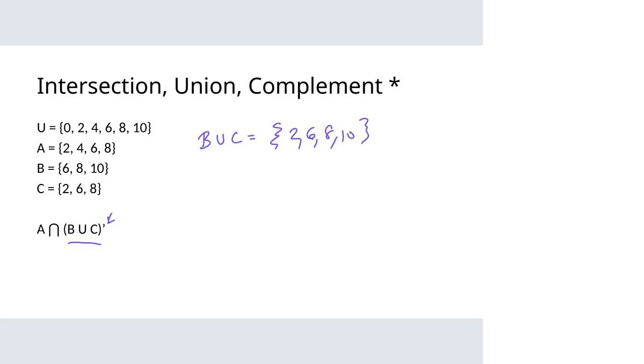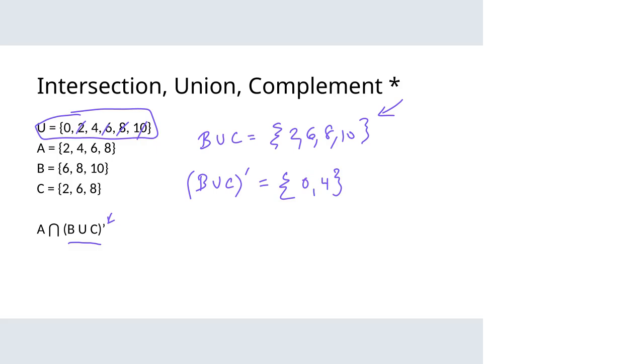Now the next thing I need to do is take the complement of that. So I want the complement of that set. So B union C complement will be everything that's outside of here but inside the universal set. Well, let's see. That was 2, 6, 8, 10. So B union C complement is 0, 4. If you see anything that you're not sure where it came from, please don't hesitate to ask.